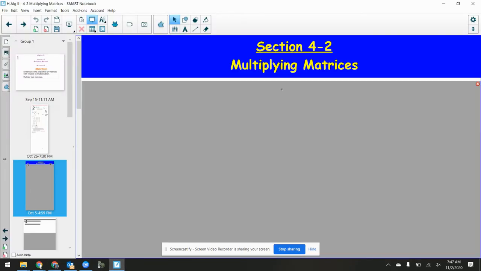Okay, so we're still in this chapter about matrices, one of my favorite chapters. I think I've said that on Friday. This section is really fun too. This section is where we start to multiply with matrices. Multiply with matrices.